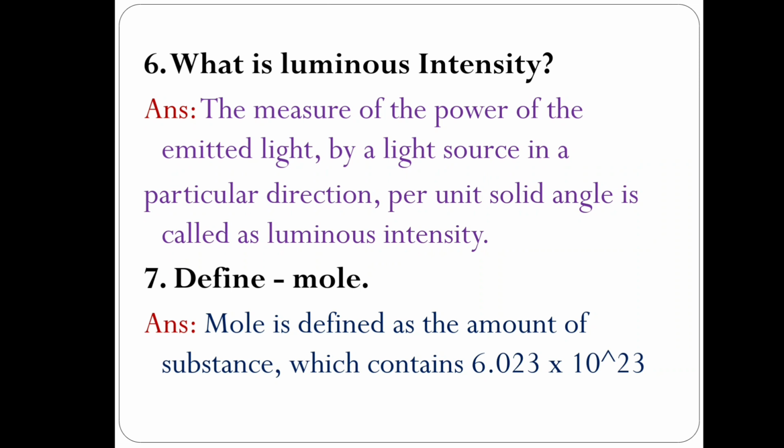What is luminous intensity? Answer, the measure of the power of emitted light by a light source in a particular direction per unit solid angle is called luminous intensity. How much light is emitted? The amount of power emitted by the light source in a particular direction per solid angle is called luminous intensity.